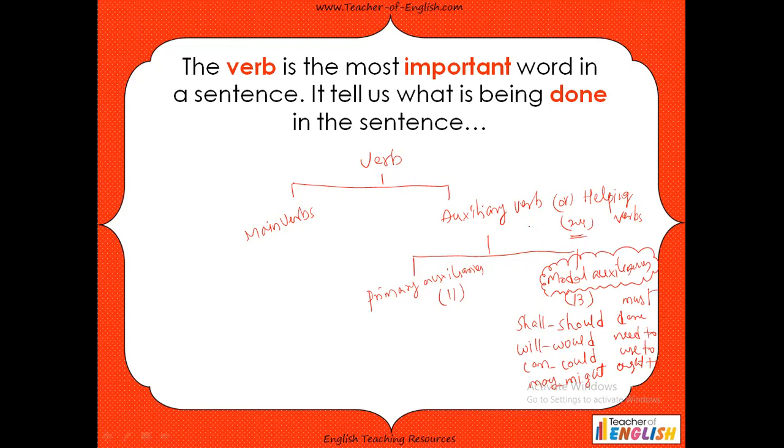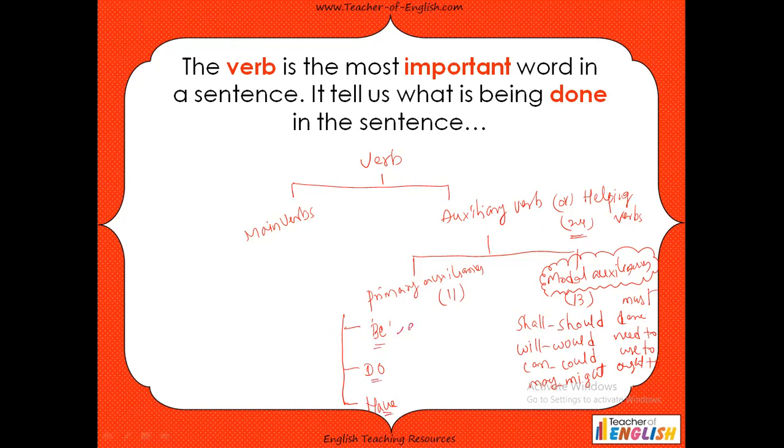So remember, verbs are classified into two categories, main verbs and auxiliaries, or helping verbs, which are 24 in number, which are divided again into two, primary and modal auxiliaries. So modal auxiliaries are 13, whereas as far as primary auxiliaries are concerned, we can divide them into three forms. Those are be forms, do forms, and have forms. So primary auxiliaries refer to be, do, have.